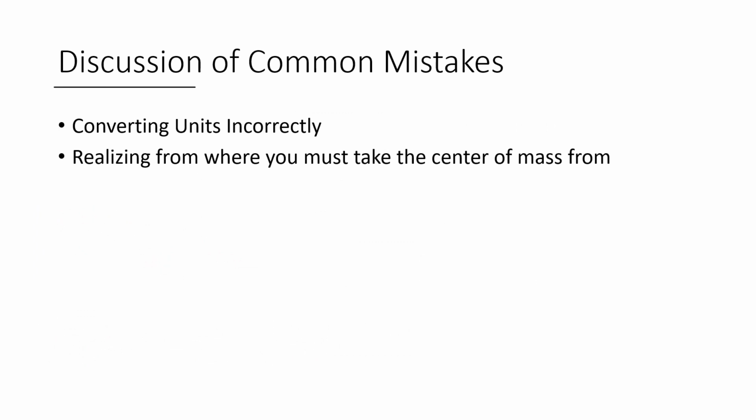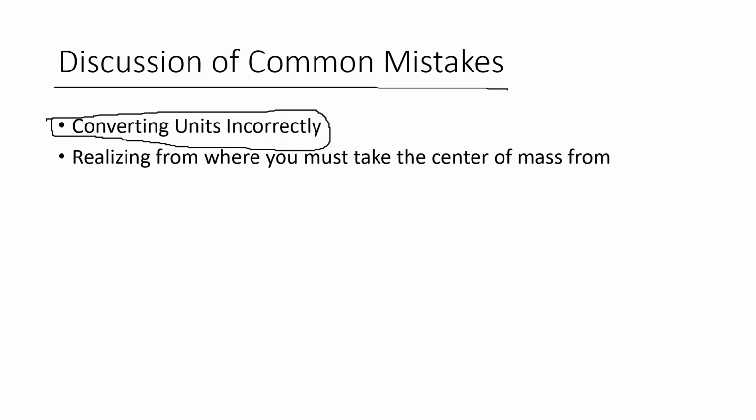So there are a few common mistakes that people make. For example, one of them is converting the units incorrectly. Dimensional analysis is a really big problem, and it's pretty easy to mess up. Another big problem here is realizing from where you must take the center of mass from. You have to realize that you basically have to set a point as like the starting distance. Here you'd have to pick one of the point masses, basically.